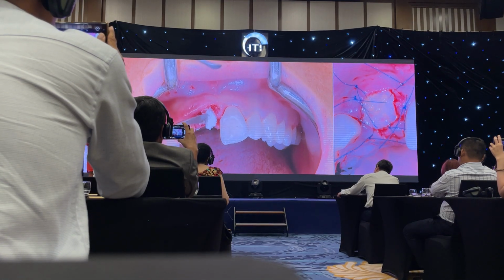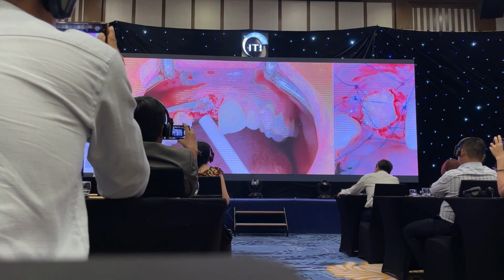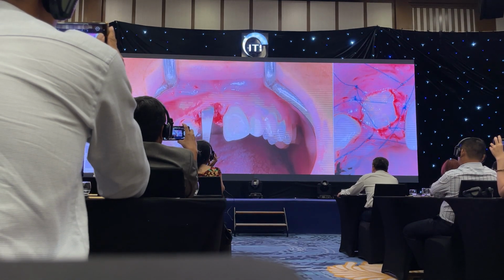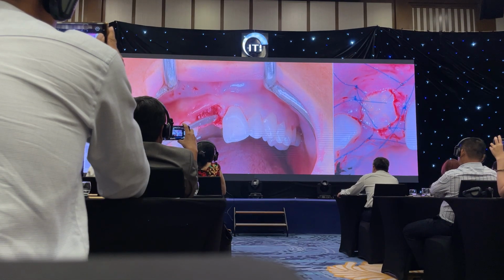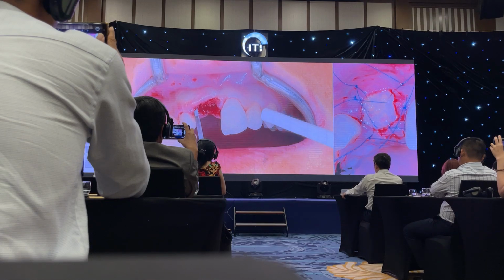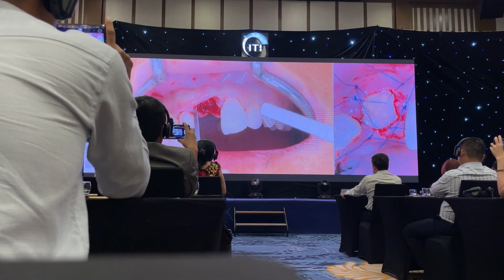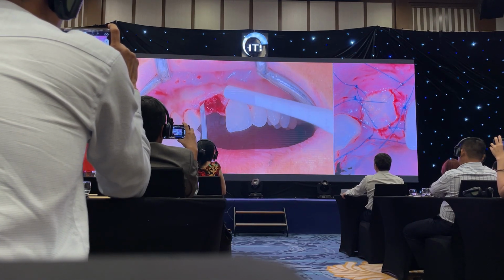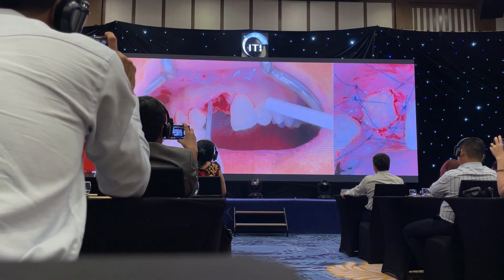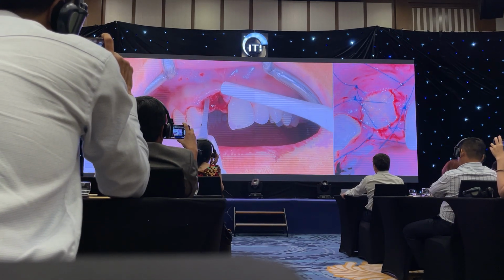That needs to be very nicely incorporated in the blood clot. And then comes the soft tissue augmentation. So you see, with a microblade here, but this could be with a 15C blade as well.